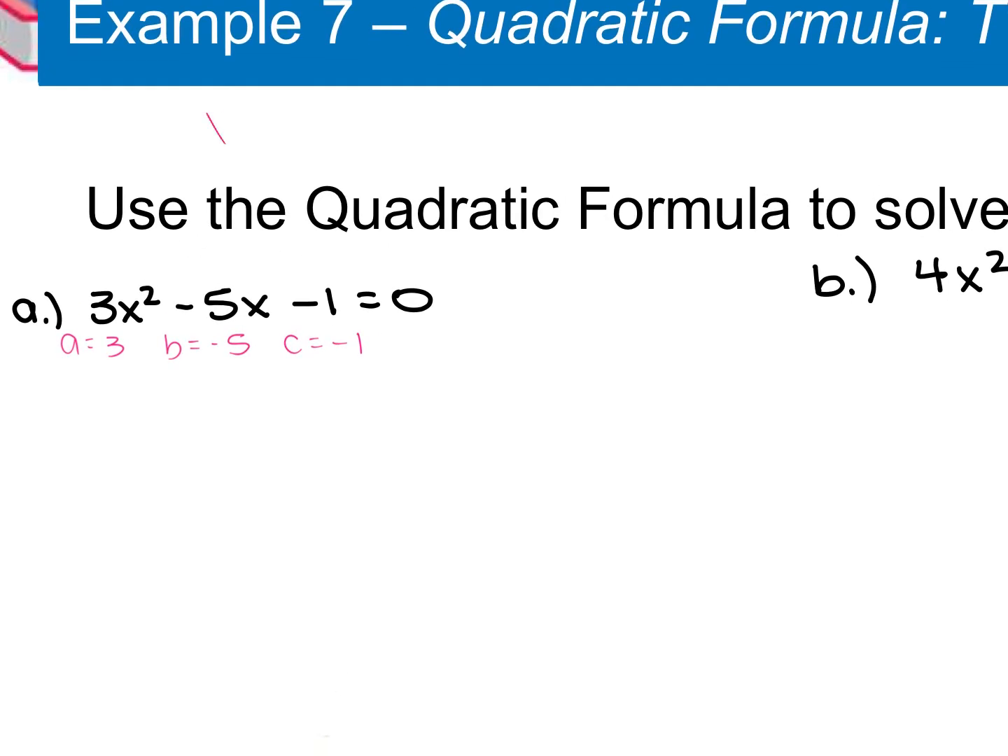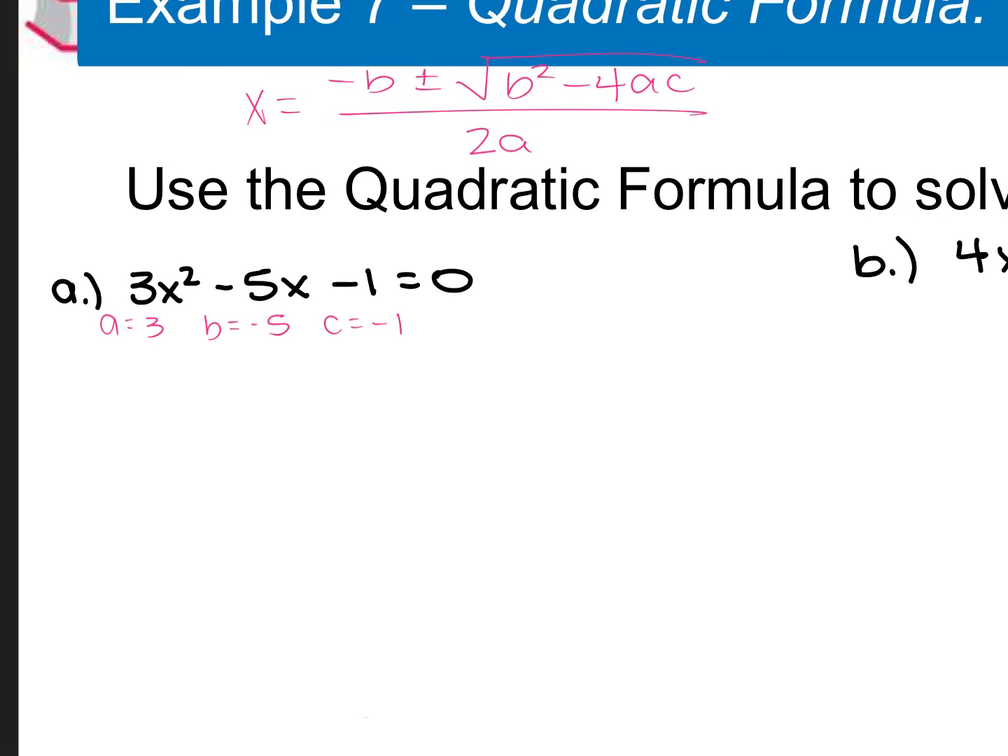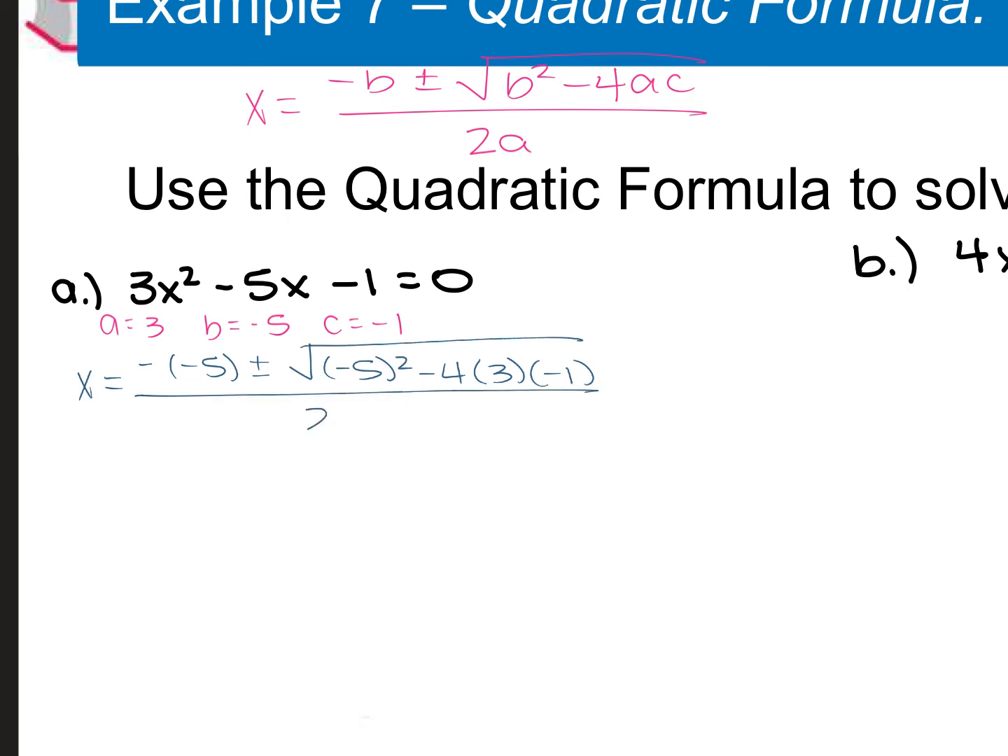Remember, your quadratic formula is x is equal to the opposite of b plus or minus the square root of b squared minus 4 times a times c, all over 2 times a. So you're plugging these values, your a, your b, and your c, into that formula. That's going to give you x is equal to the opposite of negative 5 plus or minus the square root of negative 5 squared minus 4 times 3 times negative 1, all over 2 times 3.